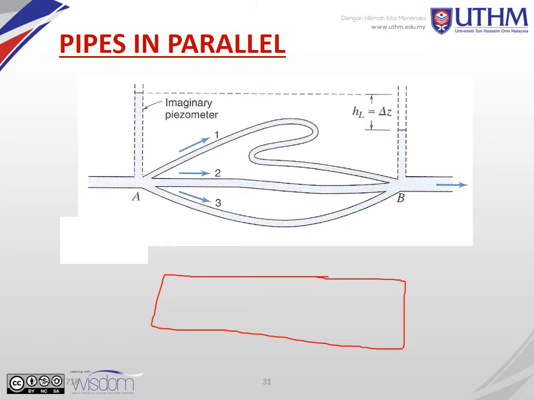Okay, maksudnya A B, pipe yang disambung secara selari. Okay, yang first tadi pipe yang disambung secara siri. Bersambung secara siri. Yang ni pipe yang disambung secara selari. So this is called pipes in parallel. So we have the A and the B.